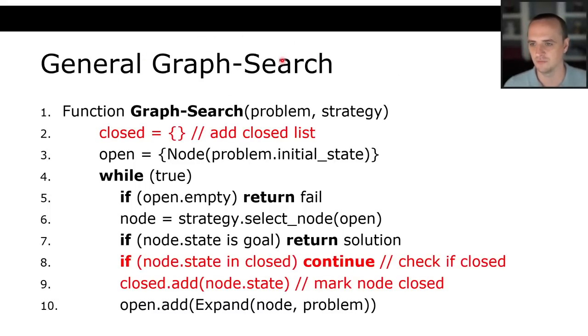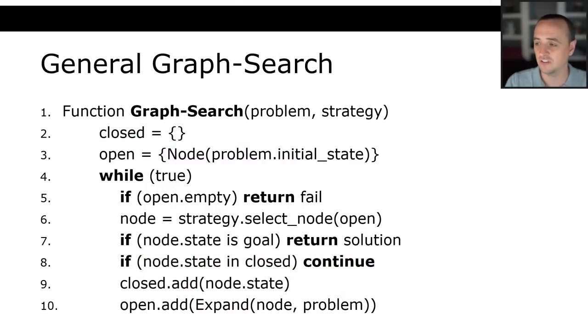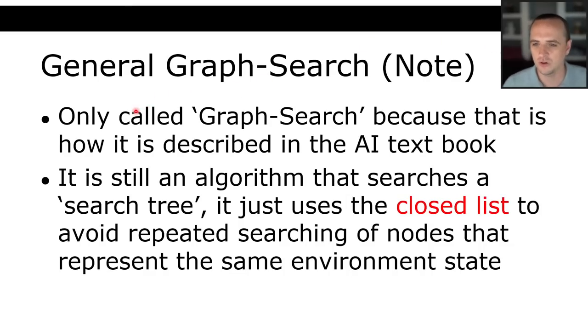But I just wanted to show you that in the book, it's called graph search. So there we go. This is the algorithm that we're going to be using for assignment one. All you're going to have to do is copy and paste this and translate it into JavaScript. I promise you. Okay. So general graph search, it's only called graph search because that is how it's described in the AI textbook. It's still an algorithm that searches a search tree. It just uses a closed list to avoid repeated searching of nodes that represent the same environment state.